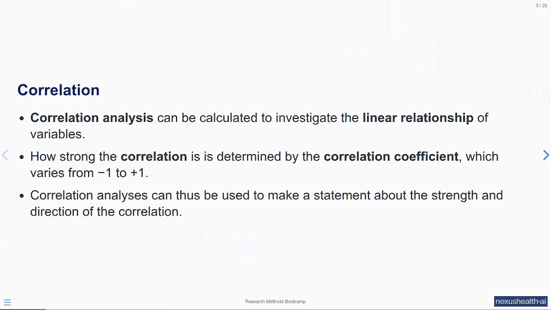Correlation analysis can be calculated to investigate the linear relationship of variables. An emphasis here is on the word linear. The relationship between these two variables is assumed to be linear. How strongly these variables are correlated is determined by the correlation coefficient, and that varies from -1 to +1. Correlation analysis can therefore be used to make a statement about the strength and the direction of the relationship between two variables.